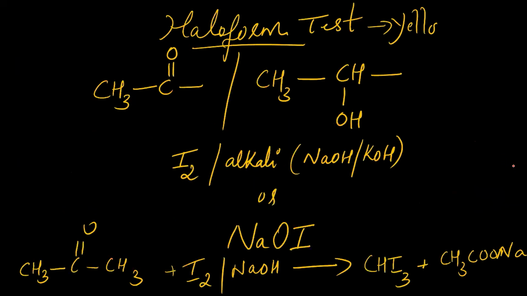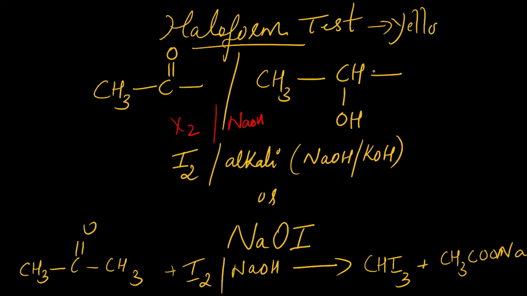Next, a very important test. Many organic compounds can be distinguished using the haloform test. Haloform means a halogen, X2, in the presence of alkali, NaOH or KOH. If it is iodine, you will get iodoform, so it will be the iodoform test. If you are using chlorine, you will get chloroform. It depends upon the halogen you are taking in the reaction.